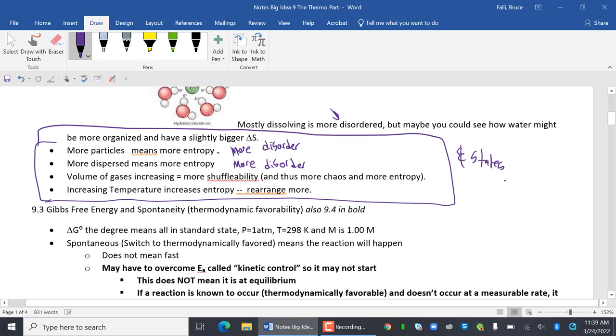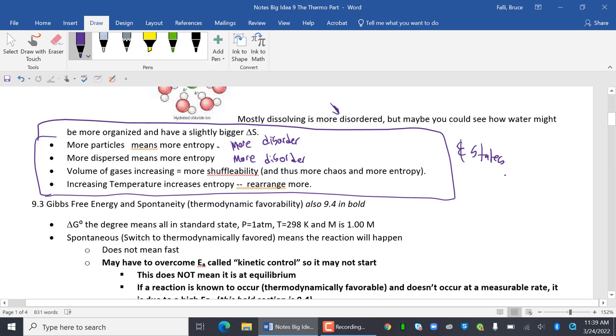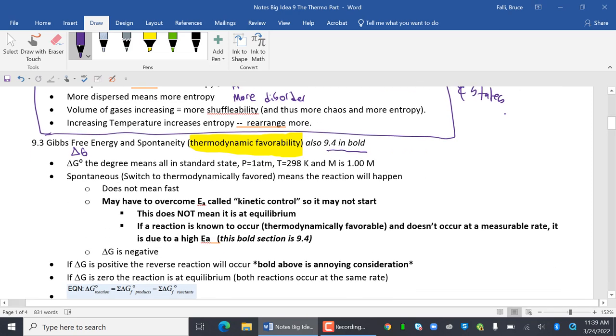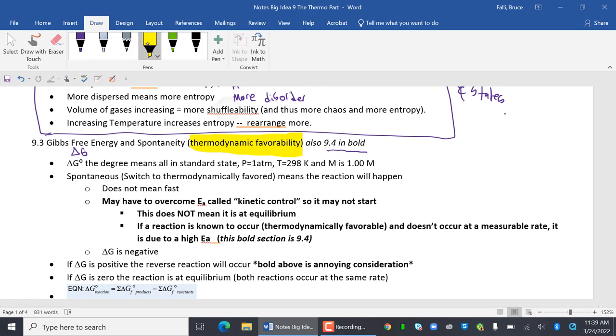Okay. Gibbs free energy. Gibbs free energy is delta G. And spontaneity. Spontaneity is often called thermodynamic favorability. So this is 9.3. This is also 9.4. So believe it or not, we're on our fourth unit 2 topic. G naught, with a degree sign, means they're all in the standard state. A standard state means you have to assume one atmosphere, the temperature is 298 Kelvin, and the molarity is 1 mole.